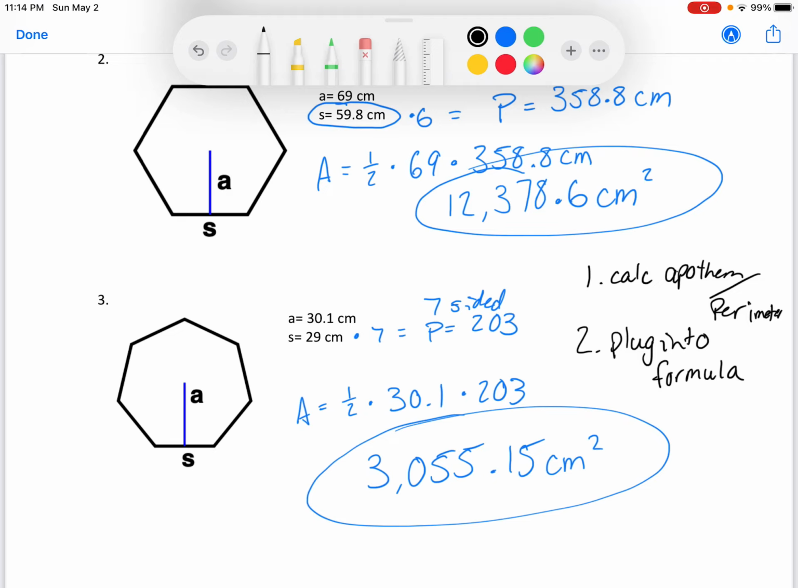So we plug it into our formula, and our formula is, of course, area equals 1/2 our apothem times perimeter.